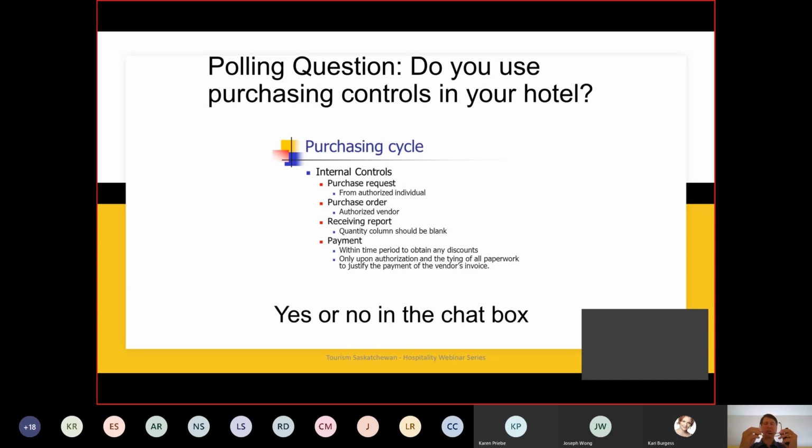So here's the second polling question. And the second polling question is, do you use purchasing controls in your hotel? Do you use things like purchase requisitions, purchase orders, receiving reports? Yes or no in the chat box. Do you use purchasing controls in your hotel?